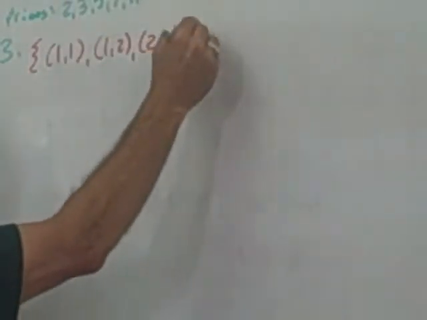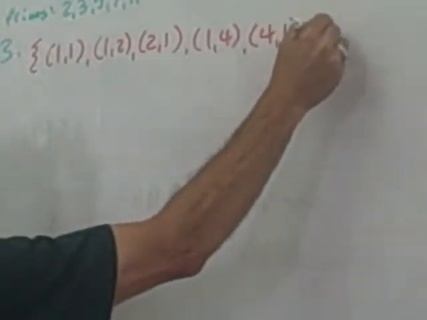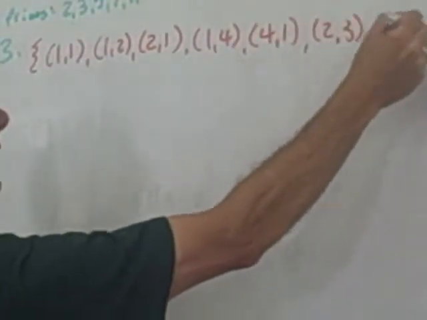How can you get 5? 1, 4, 4, 1, or 2, 3, 3, 2. Those are all ways to roll 5. Make sure I didn't go off the board there.